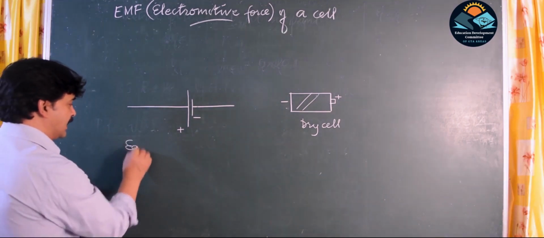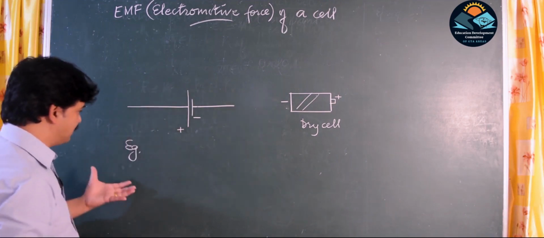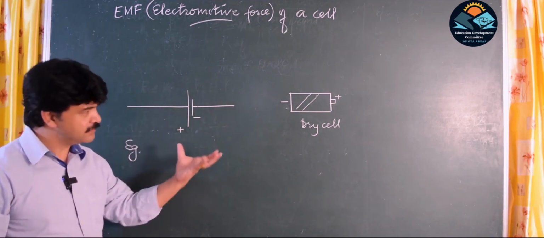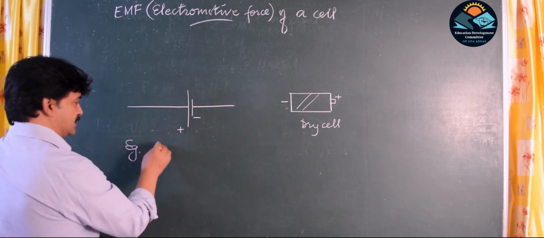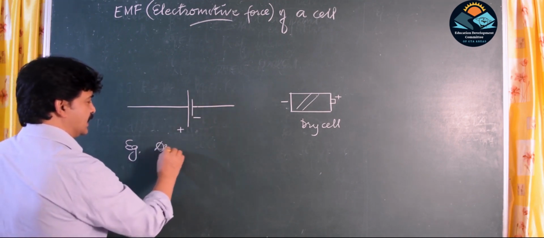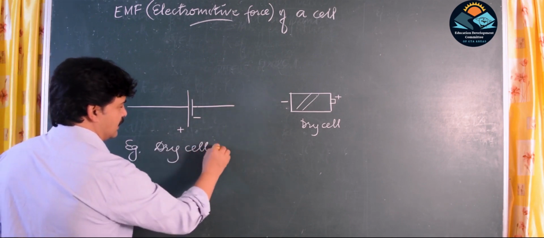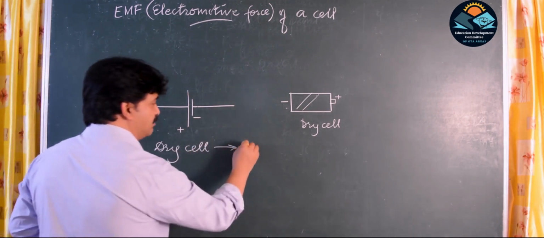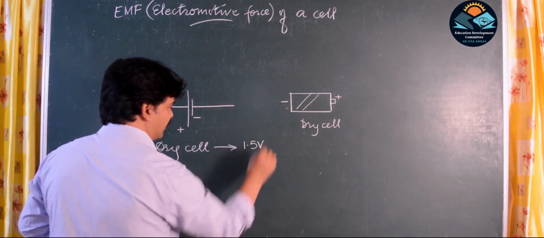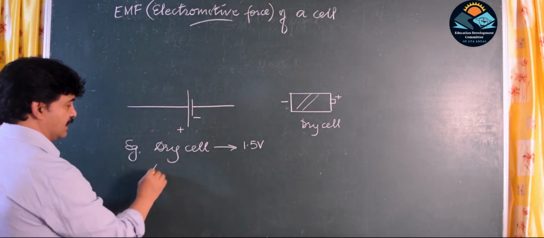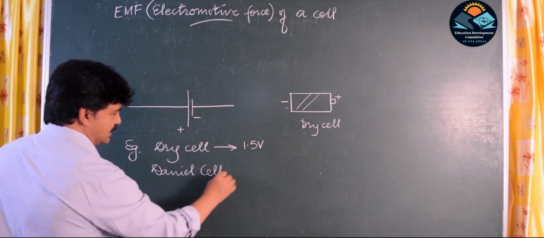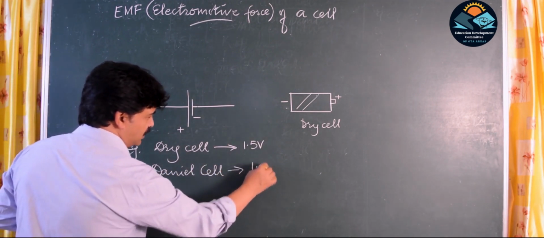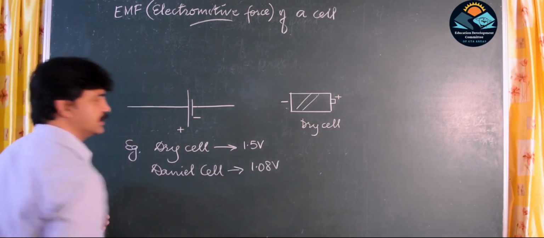Now let's have some examples of the EMF. Different cells have different EMF. For instance, a dry cell has EMF of 1.5 volt, while a Daniell cell has EMF of 1.08 volt.